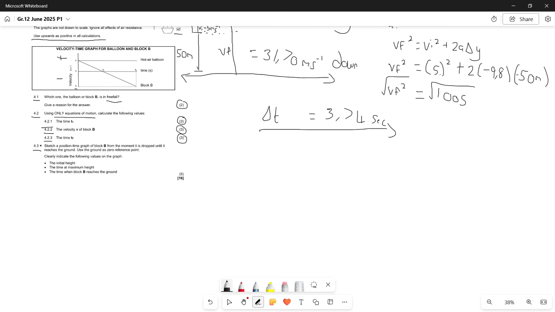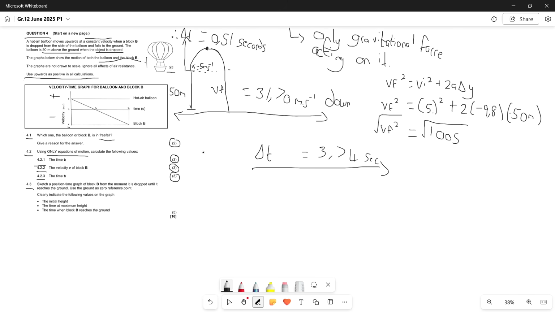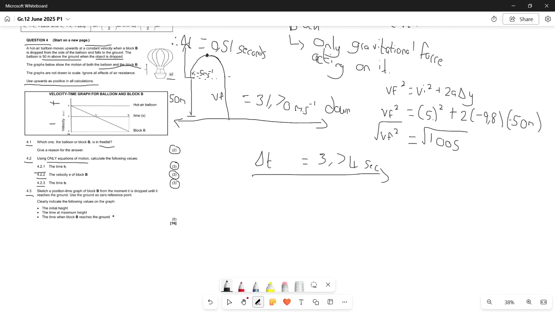And then we're on question 4.3, the last question of this section, for 5 marks, and they usually structure the questions like this with some sort of sketch at the end. So it says sketch a position time graph, very similar to what we did over here, almost identical, even though this just helped us with the explanation. Sketch a position time graph of block B from the moment it is dropped until it reaches the ground. Use the ground as 0 reference point. That's always important.